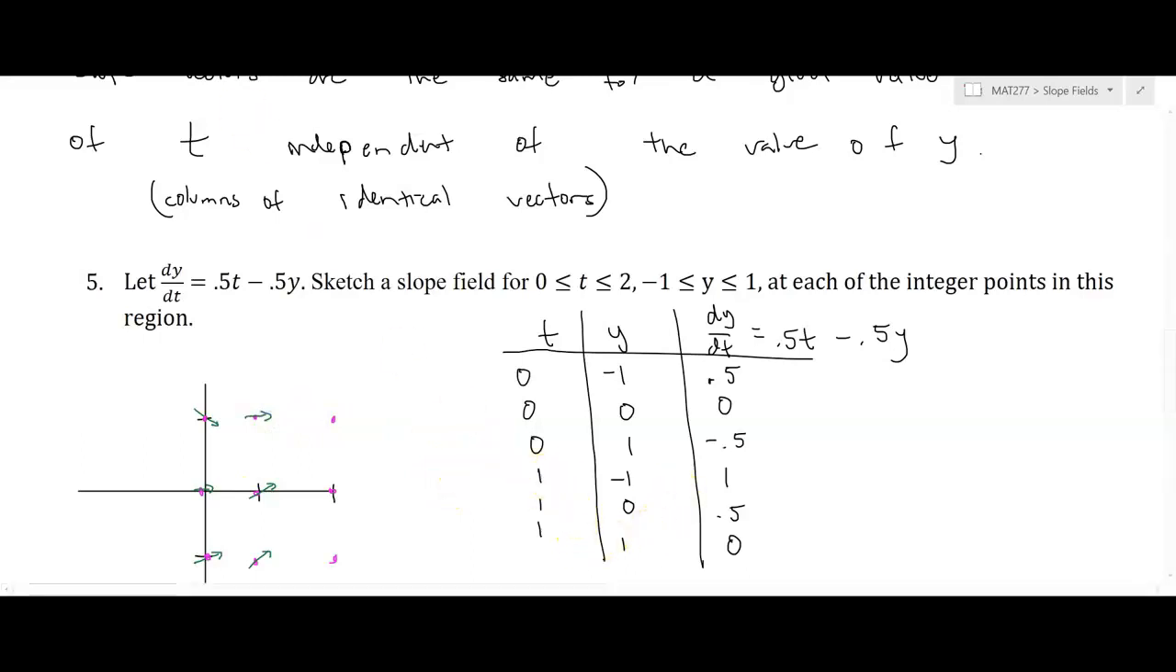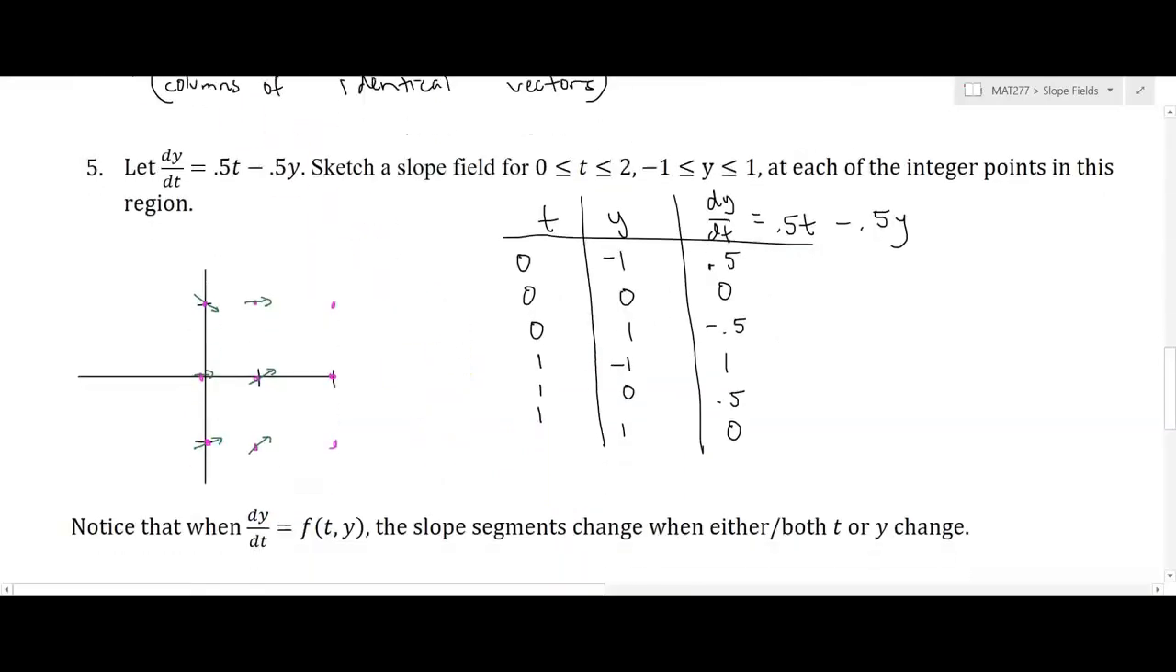And finally, we look at when t is 2. So we'll look at 2, -1, 2, 0, and 2, +1. So when t is 2, that's going to give me an output of 1 for 0.5t. When y is -1, that'll give me an output of positive 0.5, so this should be a slope of 1.5. This will be a slope of 1, and this will be a slope of, let's see, 2, it'll be 1 minus a half is going to be a half.